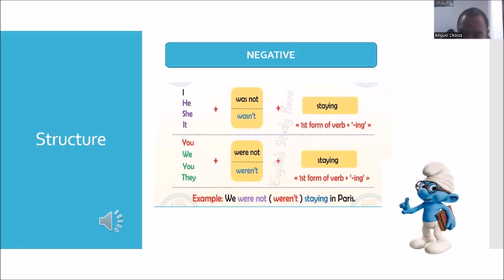Another way to form these negative sentences is using the contraction wasn't or weren't. For example, I wasn't staying, it wasn't staying, we weren't staying, they weren't staying.